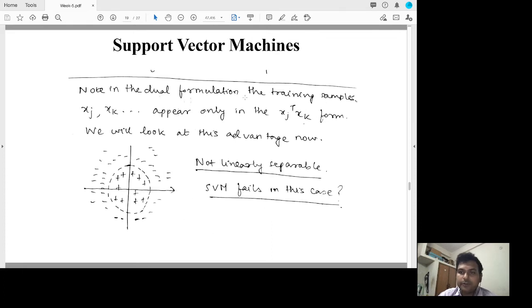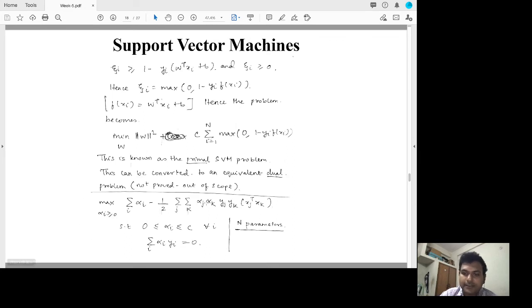Note that in the dual formulation the training samples xj, xk appear only in xj transpose xk form. They are not appearing in any other form in this formulation. That is the only thing that you need to know. And we will come to why this is a very big advantage.